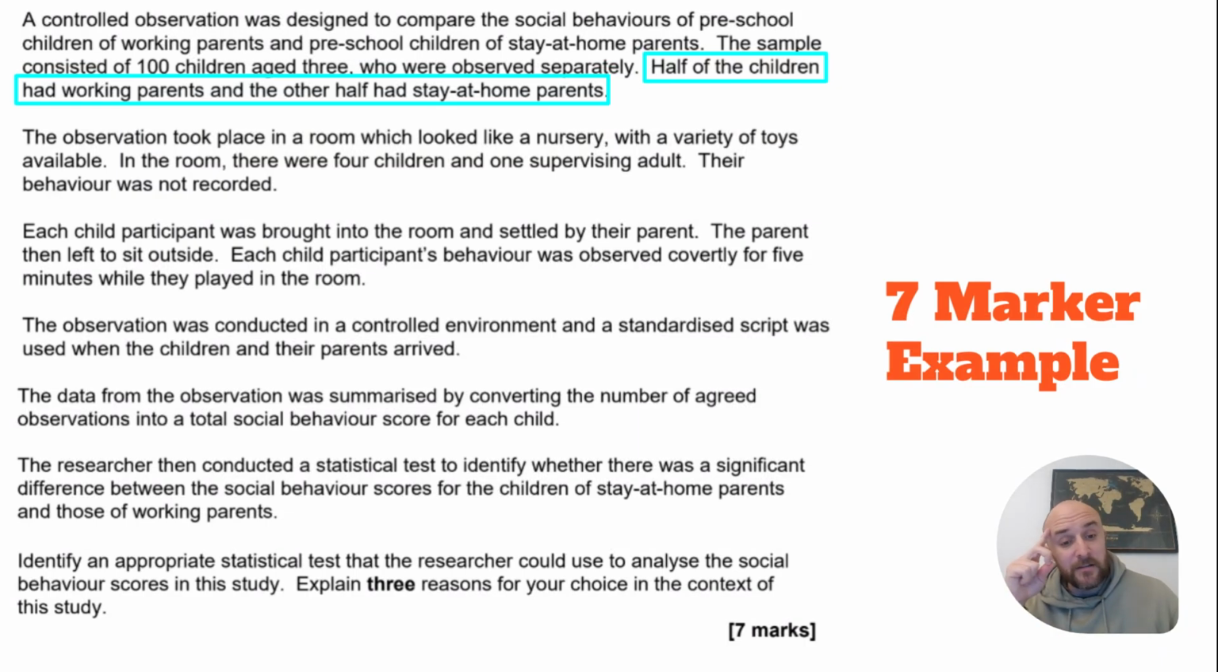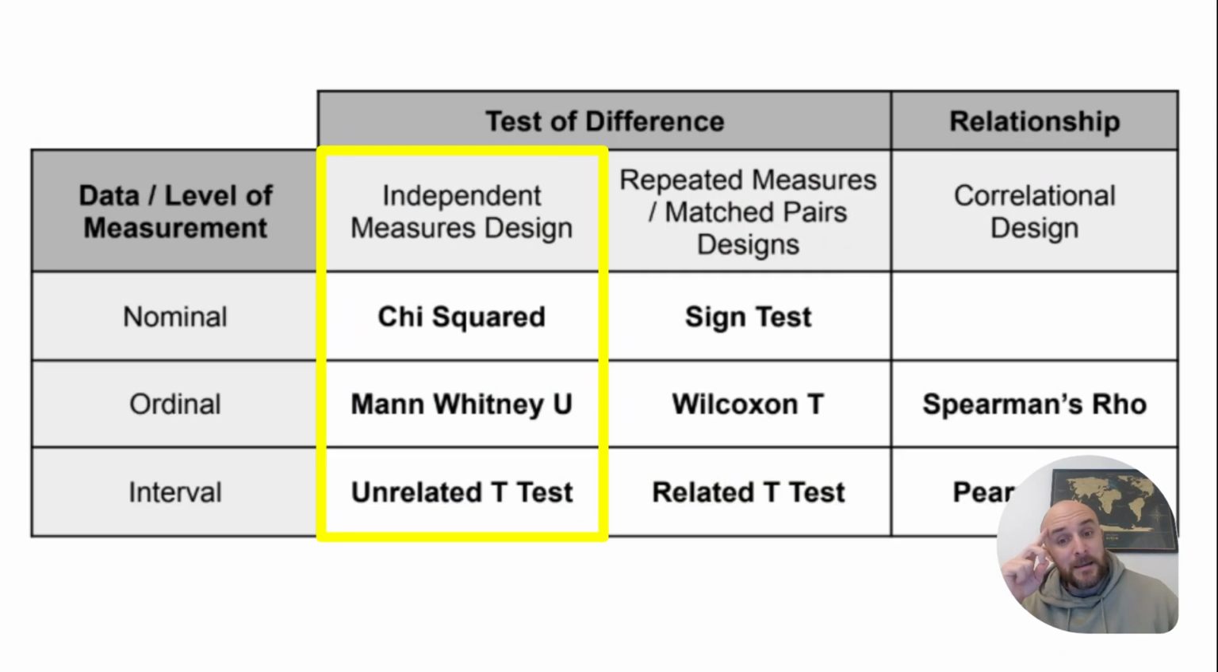So if you're thinking of that stats table, that immediately means it's going to be one of those three. It's not going to be sign test, Wilcoxon, related. It's not a Spearman's or a Pearson's because it's not a correlation. And we'll come to that in a second.